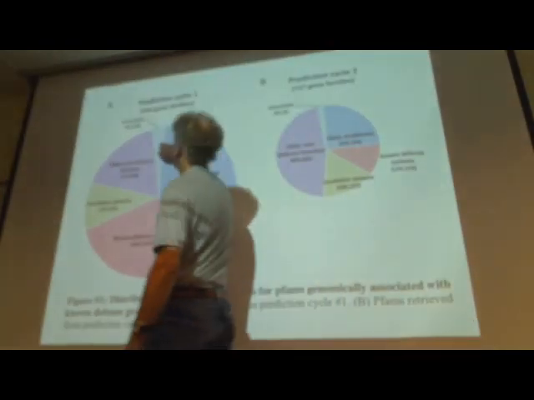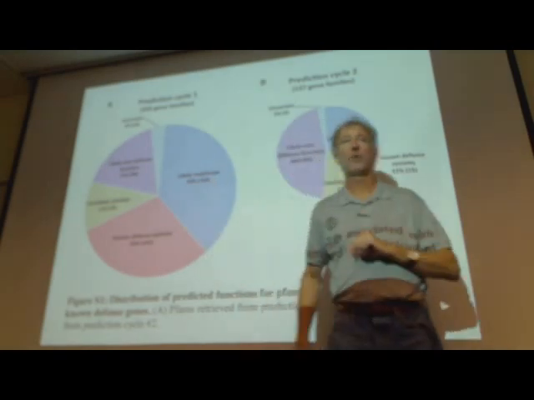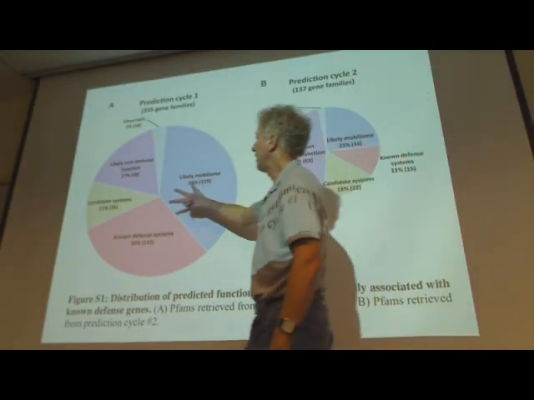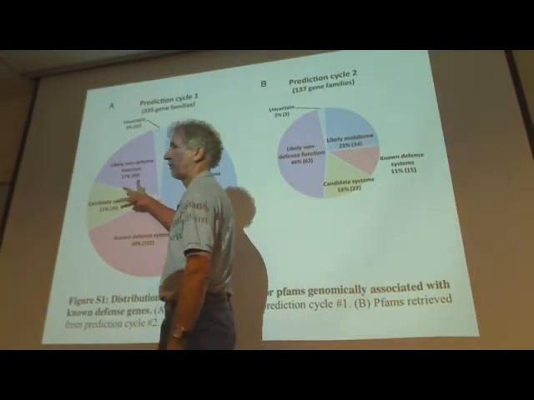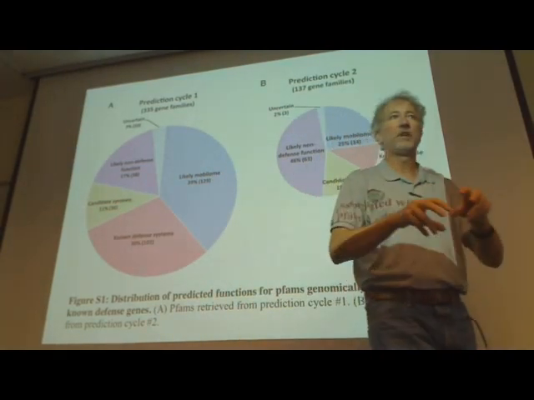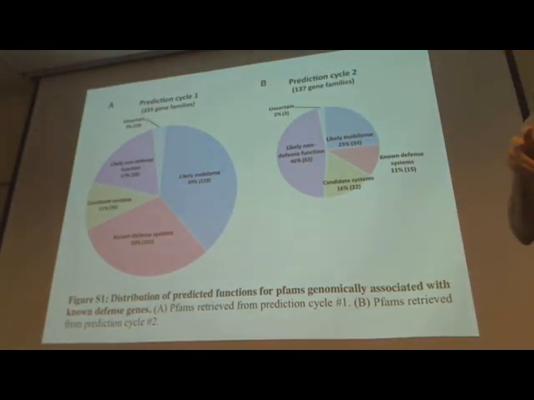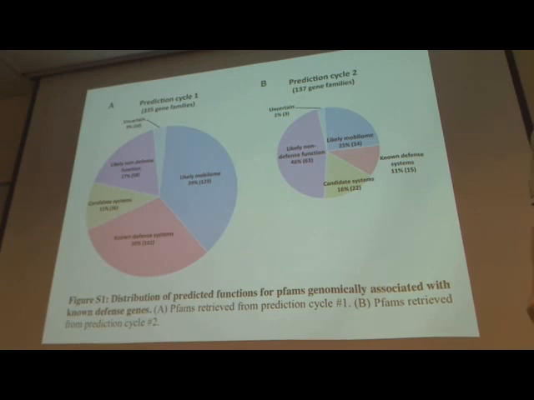You find some genes that are just occasionally associated with them, and they don't know what those are, but these ones they considered candidates. And so these were clusters of genes that are strongly associated with known defense genes and with each other.